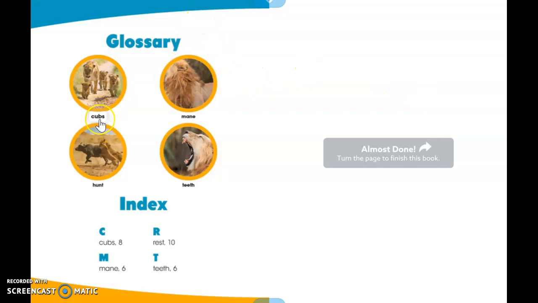So cubs are the baby lions. A mane is the hair around the lion's head and neck. The teeth, they're sharp teeth, and they hunt, which means they kill their own prey, they get their own food. Okay, so now we're going to go back and put all that information into our report.